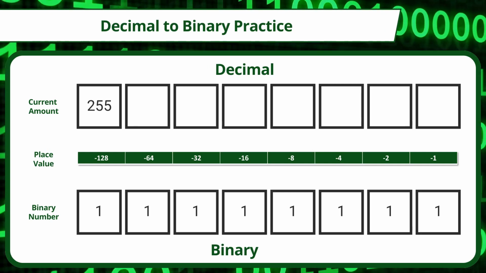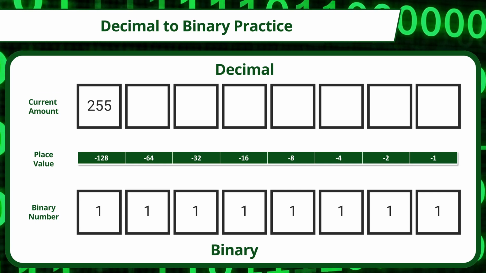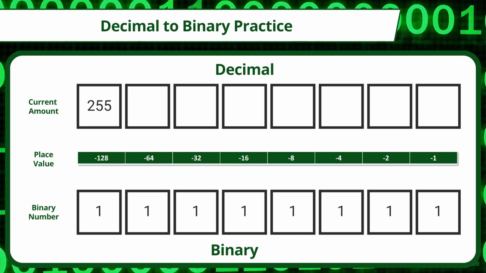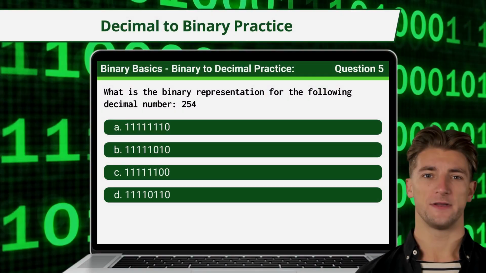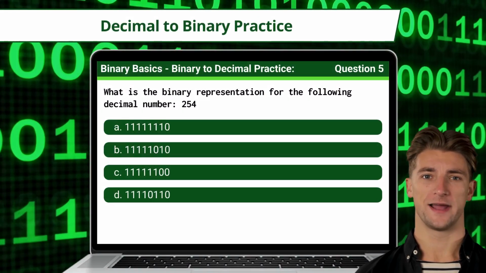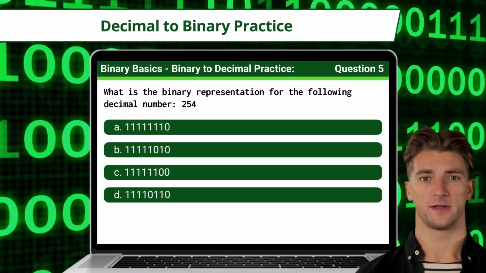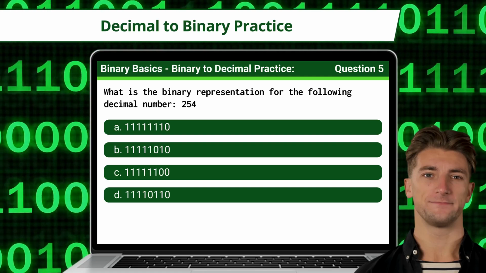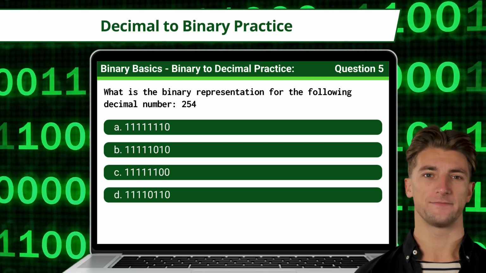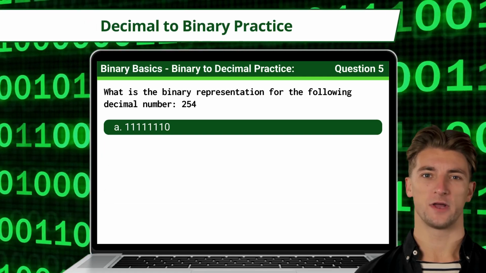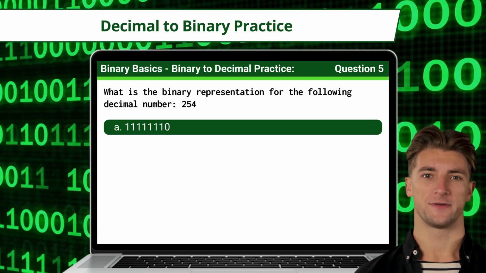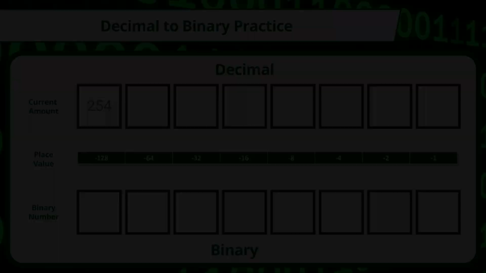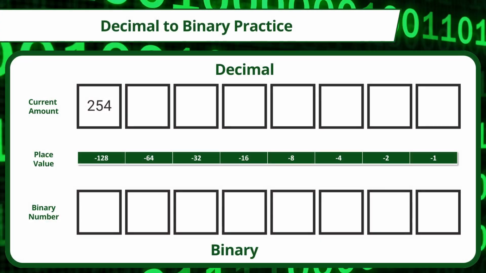So the binary number for 255 is 11111111. Question 5. What is the binary representation for the following decimal number? 254. The answer is A. 11111110. Now the explanation to question 5.